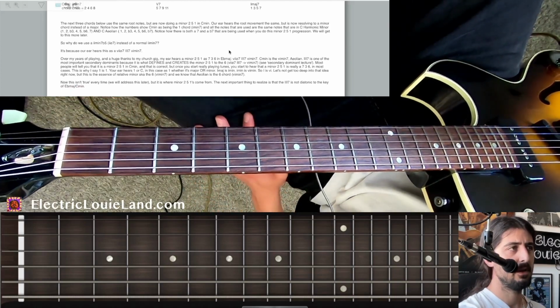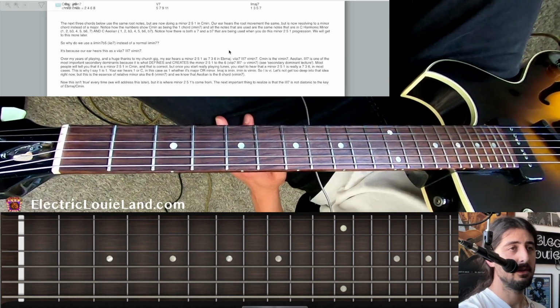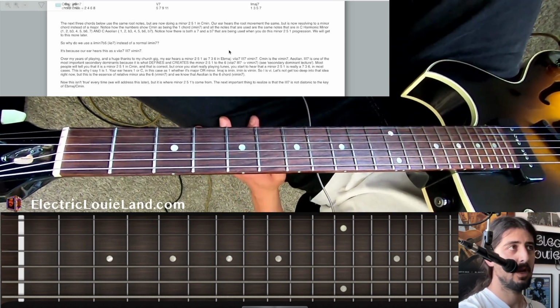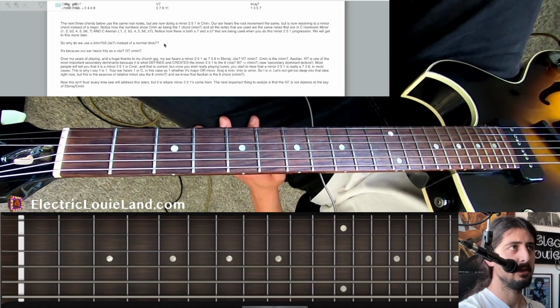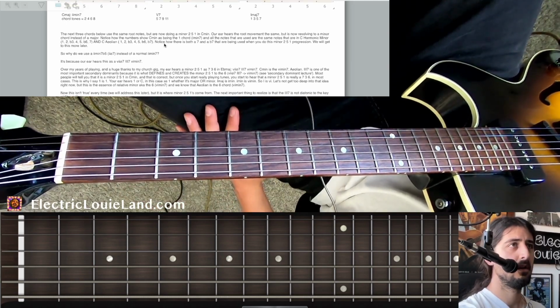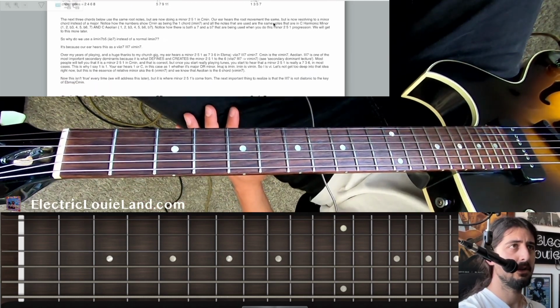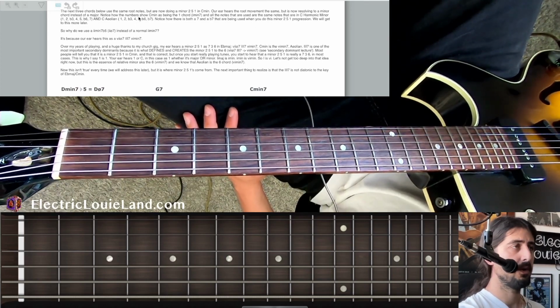Well, when we make it minor, we're basically going to go to a minor 1 instead of a major 1. And most of the time, you're going to hear this described as 2 5 to minor 1. So a minor 2 5, right? Our ears hear the root movement the same, but now resolving to a minor chord instead of major.